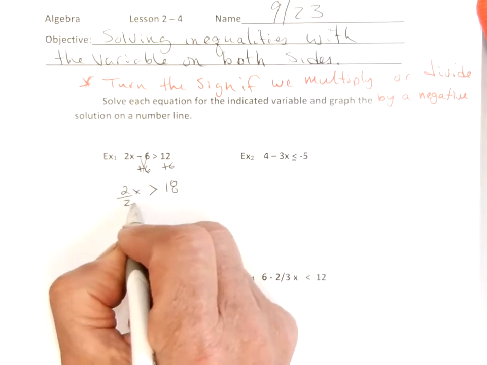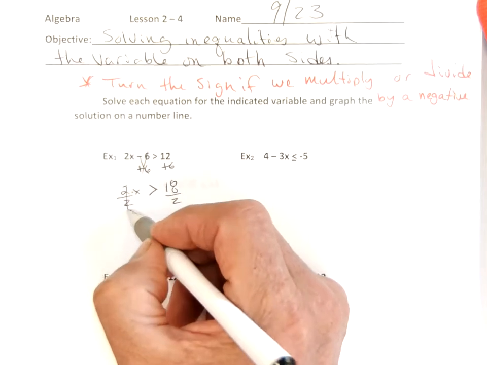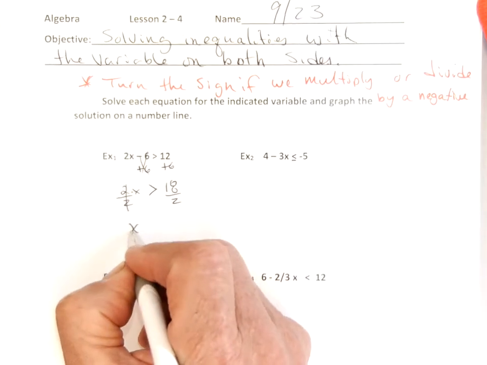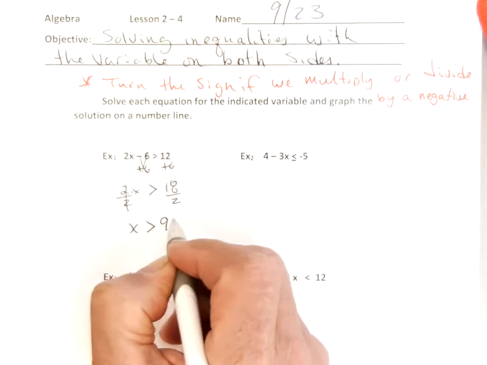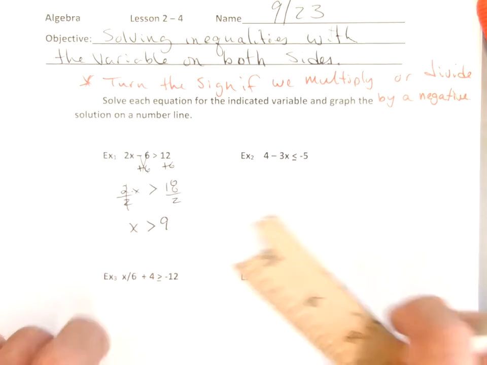Divide by 2, because it's 2 times x. Divide by 2. Cancels out the 2. And x is greater than 9. I did not switch the sign because I never divided or multiplied by a negative. I just divided by a positive 2.